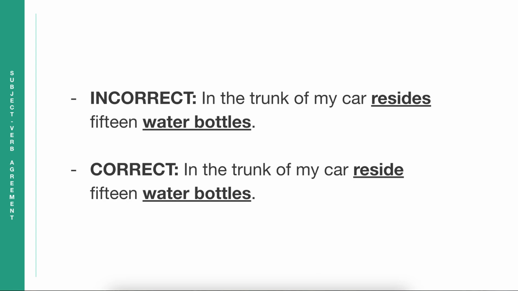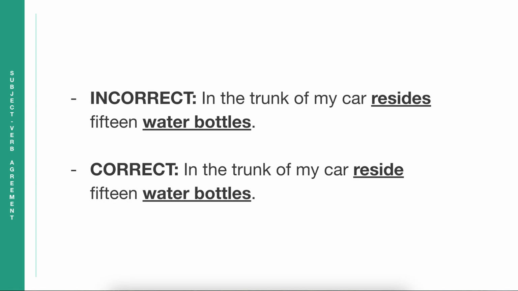Let's check out some more examples. Incorrect first. In the trunk of my car resides 15 water bottles. Now the problem with this is our verb is resides, that has an S at the end of it, and our subject is water bottles, and that also has an S at the end of it. That's a problem. They don't agree, they don't match. So the correct version of this would be, in the trunk of my car reside 15 water bottles. Now we've taken the S off of the verb, and now it works. Now it matches because there is only one S at the end.